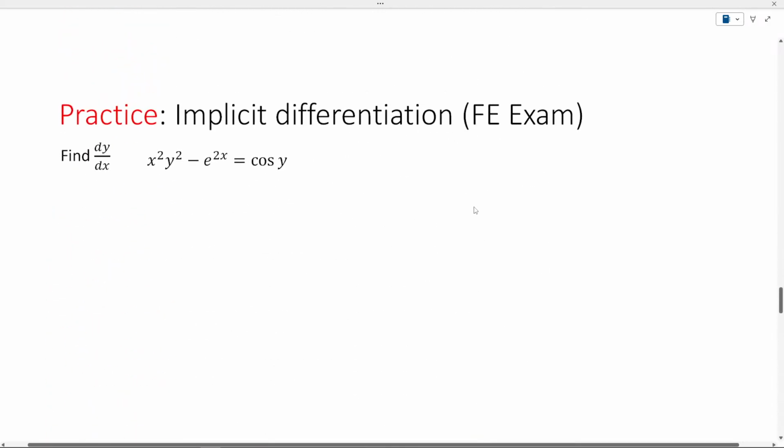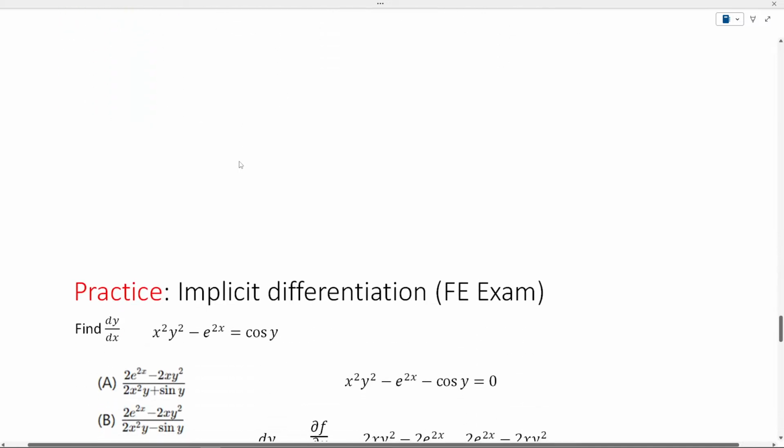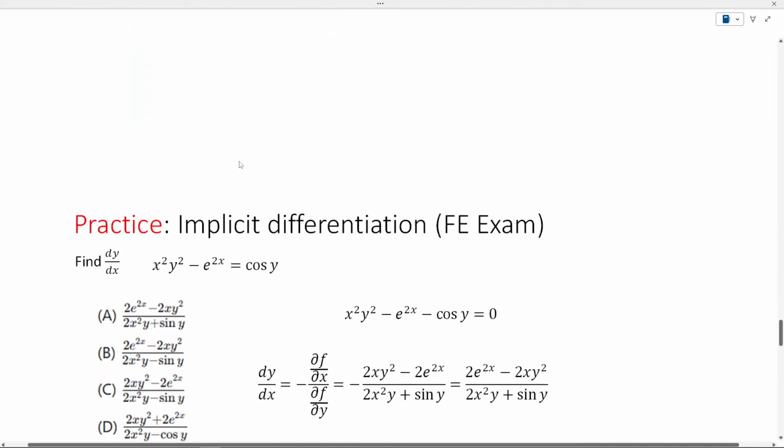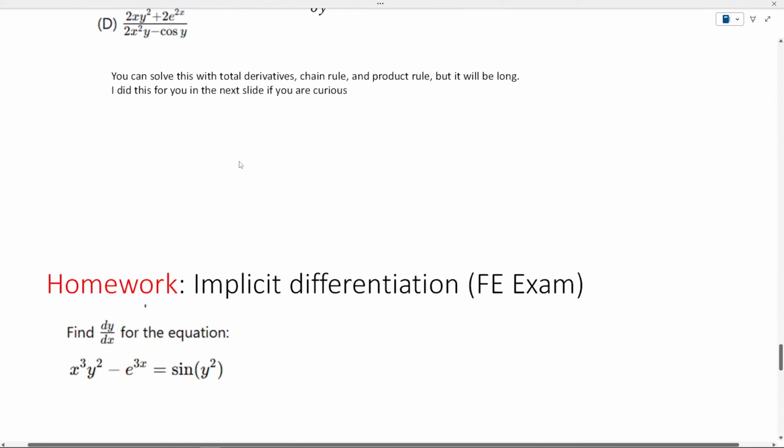Here, without implicit differentiation, it would be very difficult to solve this guy. If you use any other technique here, explicitly in an equation like this, you need to use implicit differentiation. So implicit differentiation is not just easier, but in some cases it's your way to solve this problem. That's why I wanted to cover it, so that you are well prepared for the FE exam.